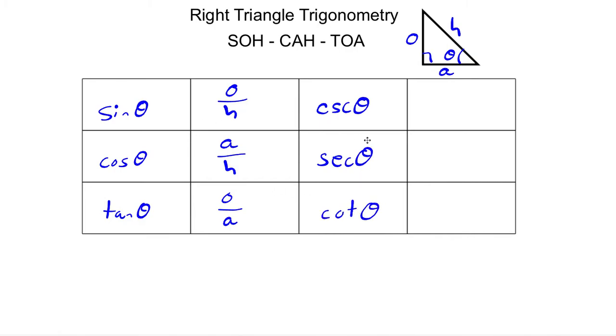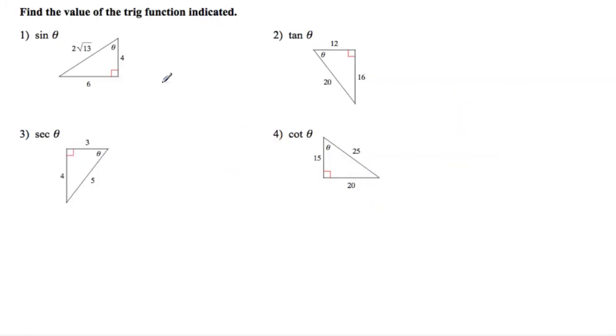Now the reason I wrote these in this order is because these over here are going to be the reciprocals. So the cosecant and the sine are reciprocal. If the sine is opposite over hypotenuse, cosecant is hypotenuse over the opposite. Secant would be hypotenuse over the adjacent, and the cotangent would be the adjacent over the opposite. Really straightforward. So here are some pictures, and here are some problems.